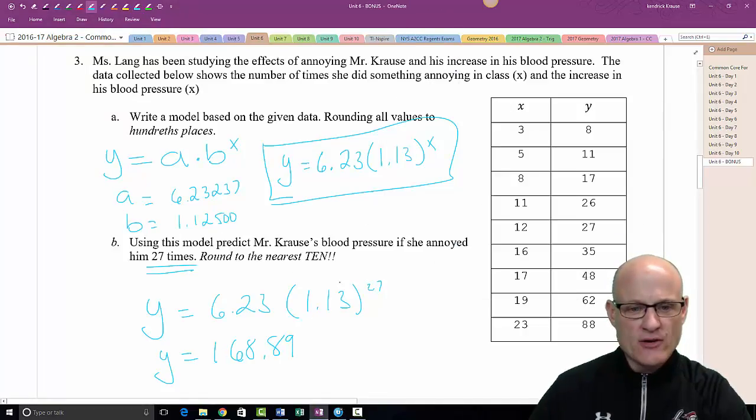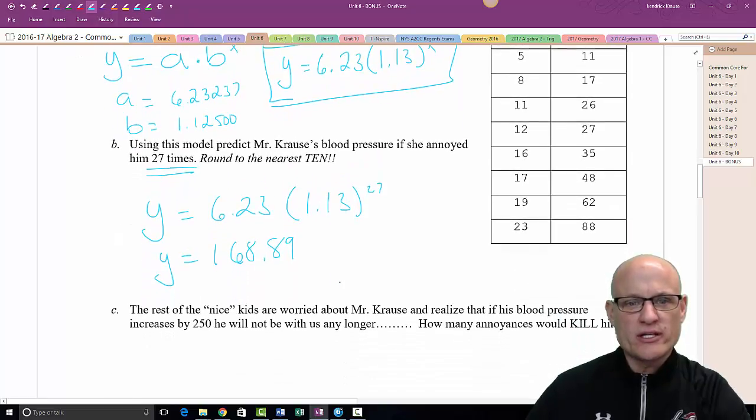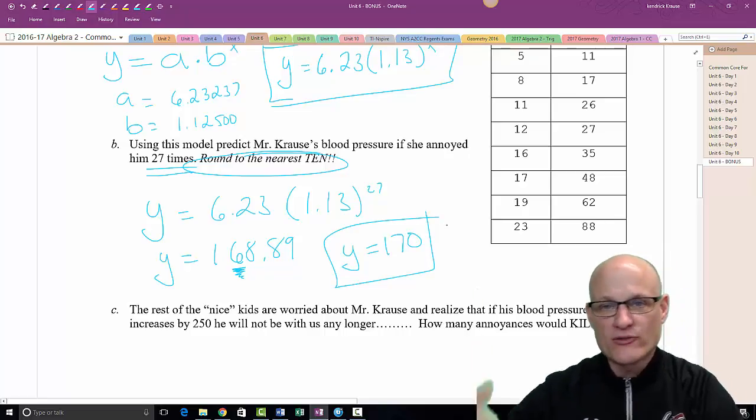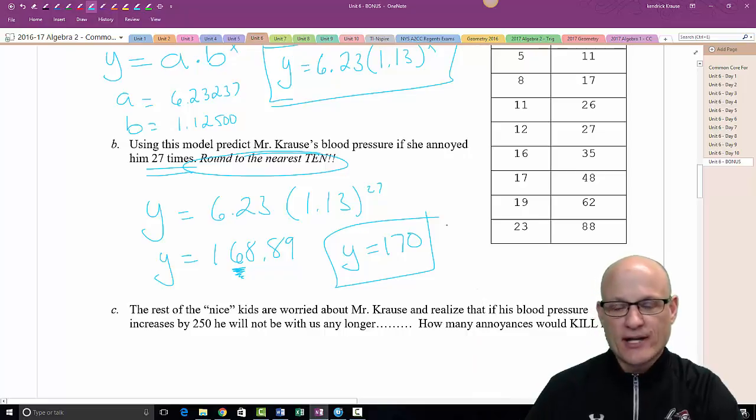So y equals 168.89. Now, you'll notice I asked for a really weird rounding here. I said round to the nearest 10. What? The nearest 10? That's this place. So the answer to this one is actually y equals 170. My blood pressure would be 170. Yes, I know it's 170 over 20 or whatever like that. I should have said my systolic or diastolic rate. I understand the difference between the two, people.